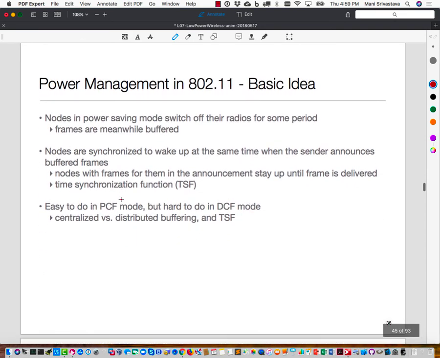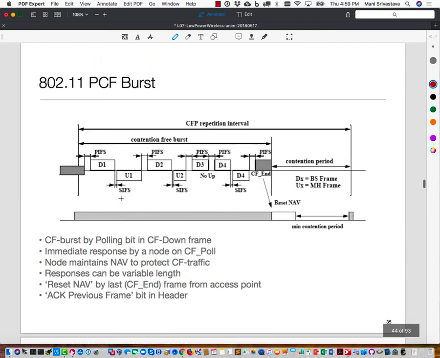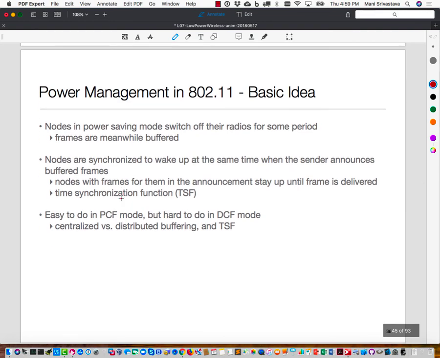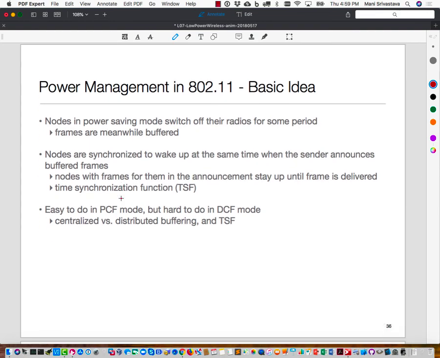So this is one approach, right? So you can do PCF, but there is an additional mechanism which is built in, and the way it works is the following: nodes can switch themselves off for some duration, like your laptop can switch itself off. But what it will do is it will tell the access point that it is going to be sleeping. And what the access point does is that any packets arriving for you, it will buffer them up.